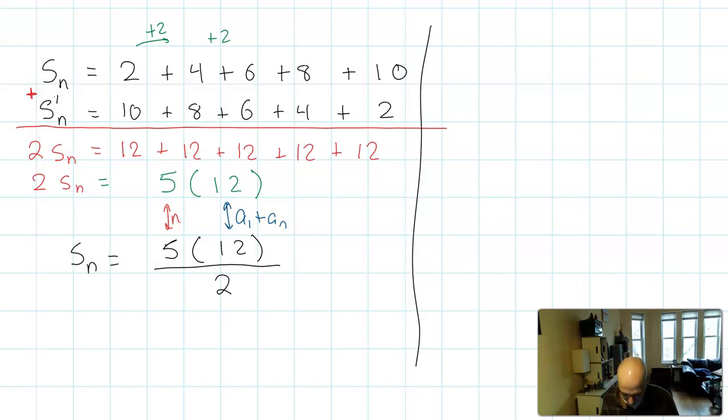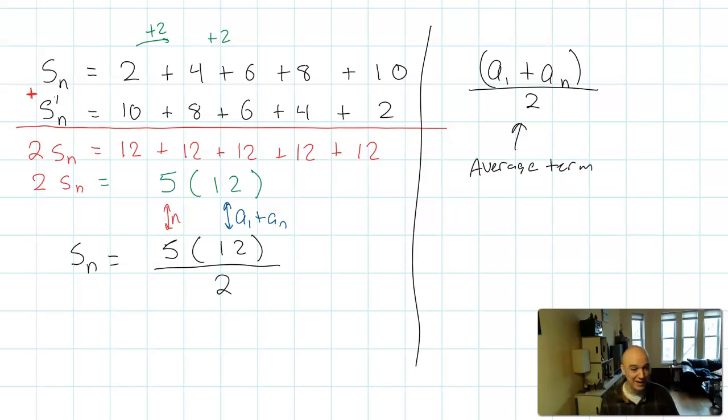Another way to think about this formula is that you're doing a1 plus an, and then dividing it by 2. That's basically saying what the average term of a sequence is. You say, okay, I know what the average term is because I know what the first plus last divided by 2 will be.